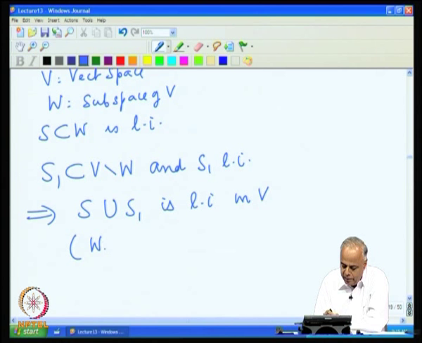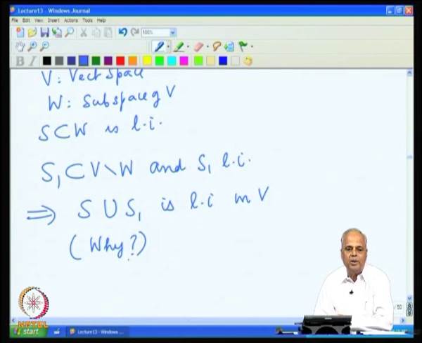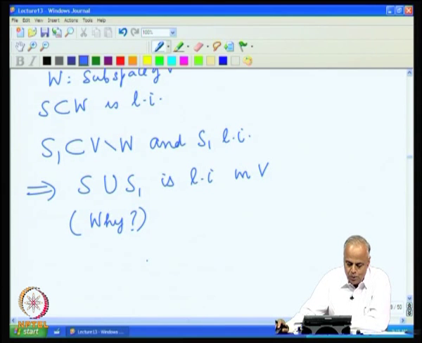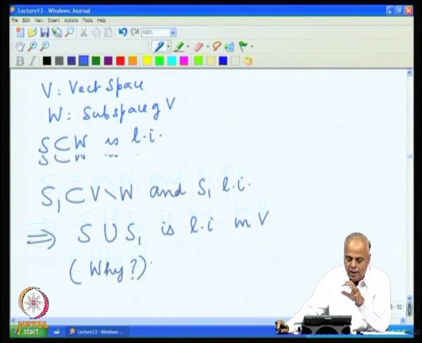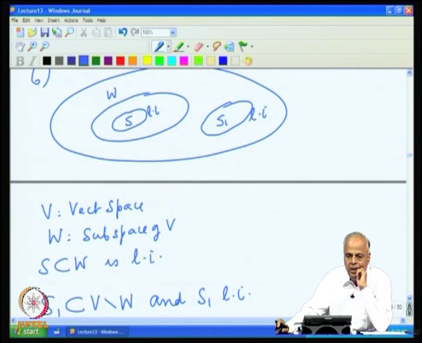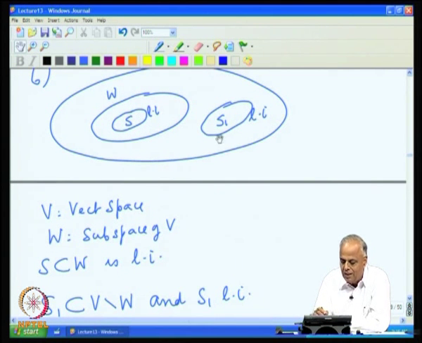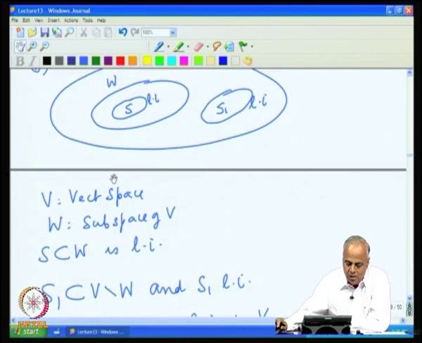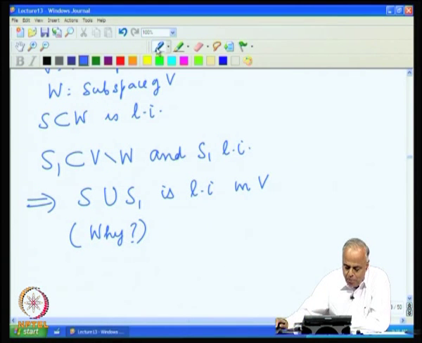We shall leave the verification as an exercise. So, we will simply write why. We just verify, it is a very simple process. Suppose it is not linearly independent, and then you get a contradiction. So, if you take a subspace and inside that subspace you take a linearly independent set and you pick up a linearly independent set outside W, the two together will be an independent set in V.